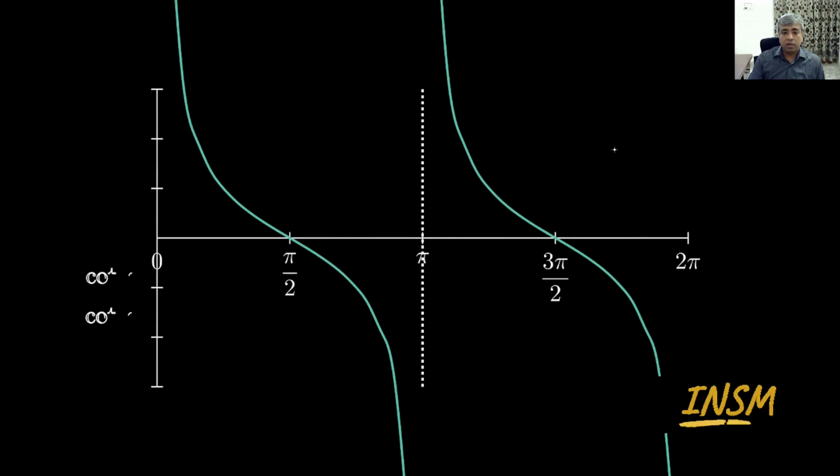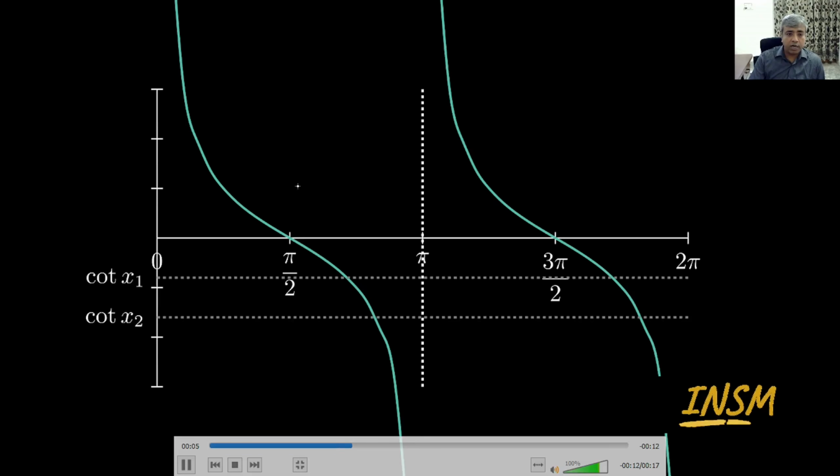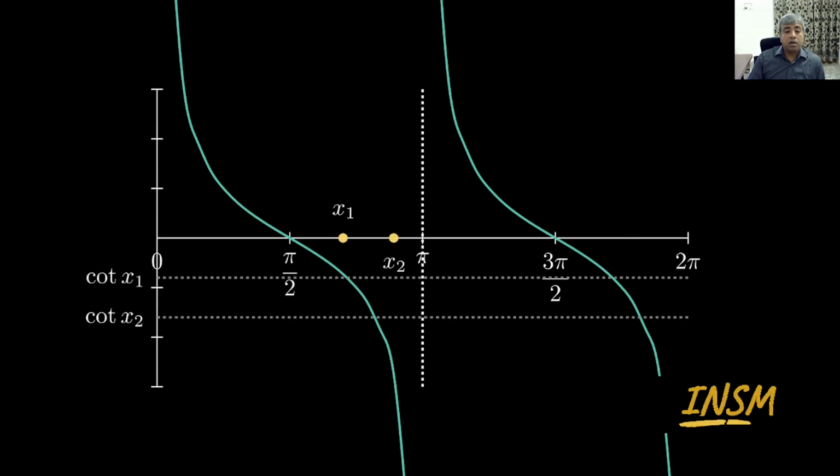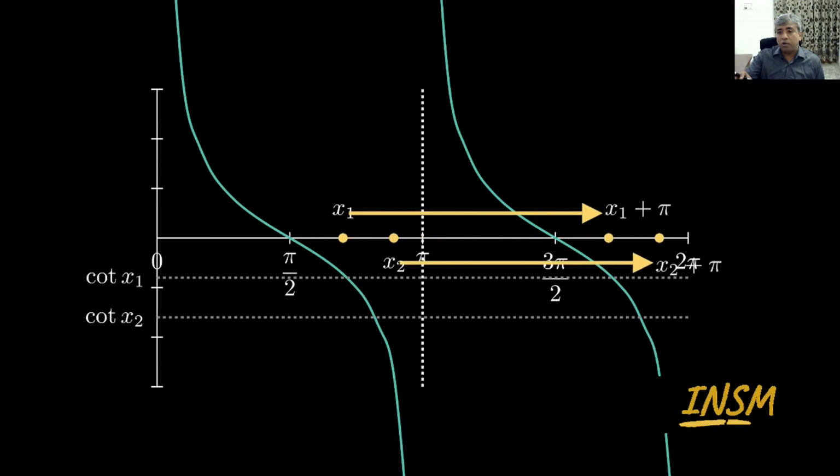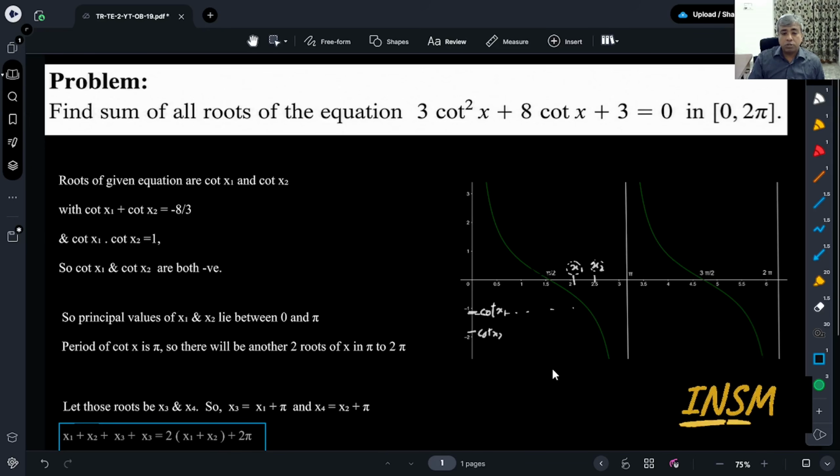You draw the cot curve, cot x1 and cot x2 come on negative, corresponding you get x1 and x2, and you get another value x1 plus pi and x2 plus pi, which will give the same values of cot x1 and cot x2. So the roots that are going to come between pi and 2 pi, we call them x3 and x4. So x3 will be x1 plus pi. You move x1 by pi here, you will get the same value of cot x1, something like this.